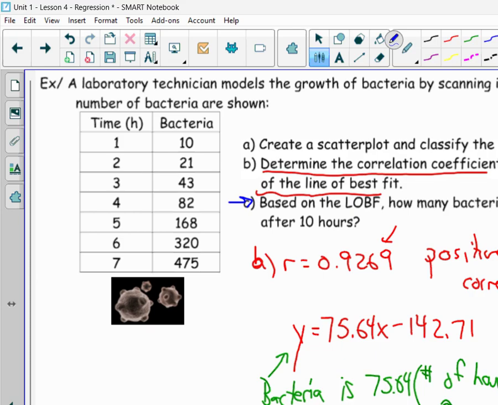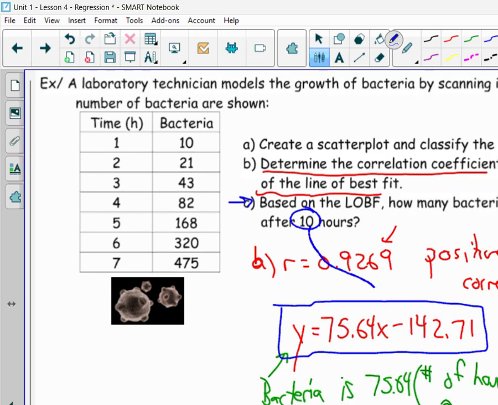Part C here, based on our line of best fit, so based on this, how many bacteria would you expect after 10 hours? So I could put 10 in here and use my calculator, which is totally fine, it's pretty good, but why not let the technology do the work for us?